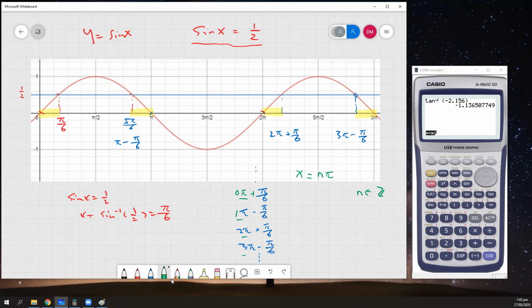And then what is the second part going to be? Second part, when n is equal to 0, that gives us positive. When n is equal to 1, that's negative. When n is equal to 2, which is 2 pi, it's positive. When n is 3, it's negative. Is there any pattern? Yeah, seems like when n is an even number, it gives us positive. When n is an odd number, it gives us negative.